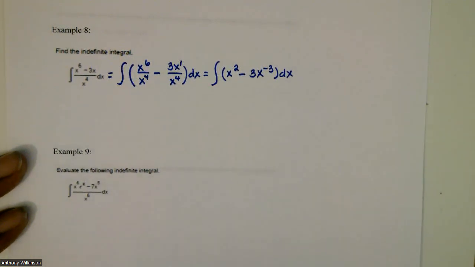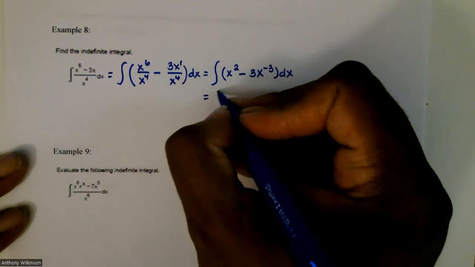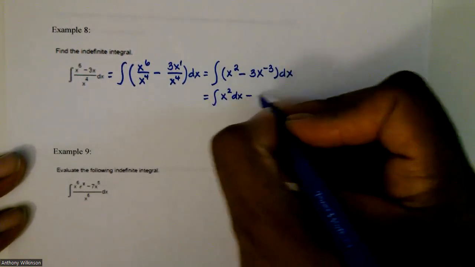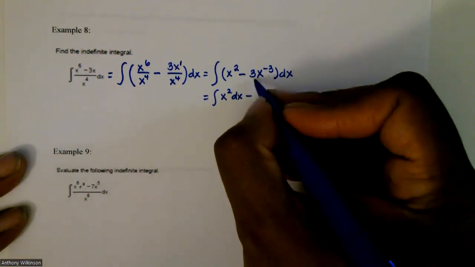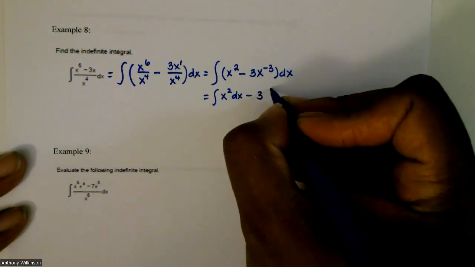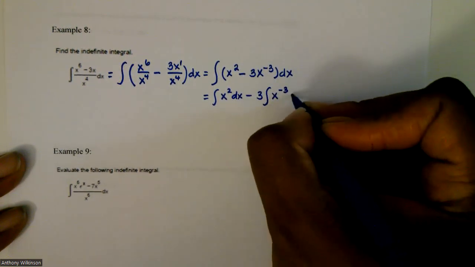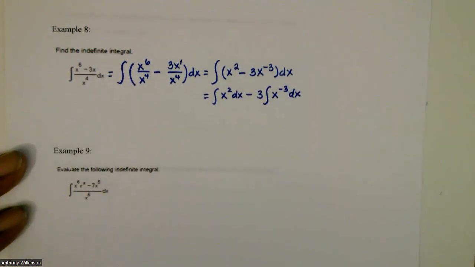Okay. Now we're going to integrate each part. Since I have the integral of a difference, I can write that as a difference of their individual integrals. So it'll be the integral of x squared dx minus, and I'll go ahead and pull the 3 in front of that integral sign. So it'll be 3 times the integral of x to the negative 3 dx.